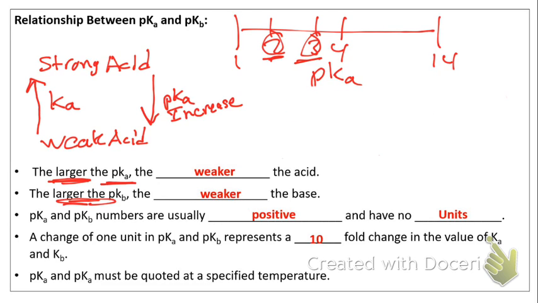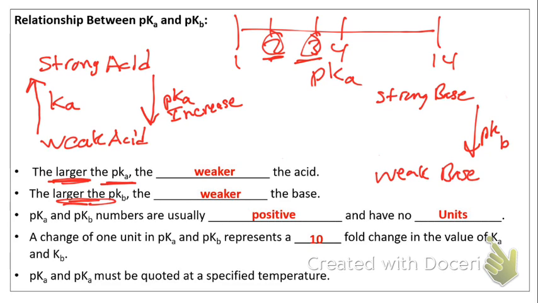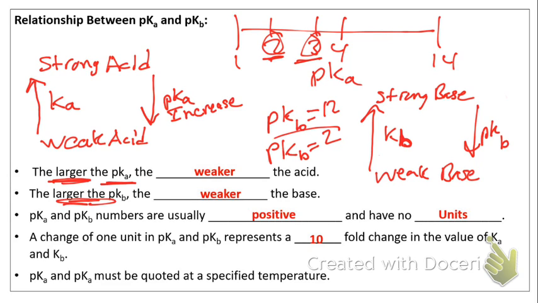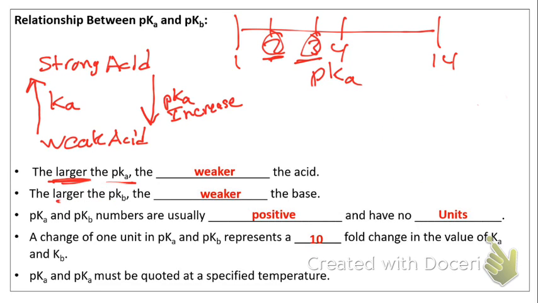Okay, same thing with the pKb now. We can have a strong base and a weak base. All right, so the same idea: as the pKb increases, we get a weaker base, and it's just the inverse of the Kb values. The larger the Kb, the stronger the base. The smaller the pKb values, the stronger the base will be. Okay, so if I have a pKb of 12 versus a pKb of 2, which one is by far the stronger base? Well, it's going to be the pKb of 2, because the smaller the number, the stronger the base. All right, so that's how you can quickly use the pKa and pKb values to determine the strength of the acid and the base.